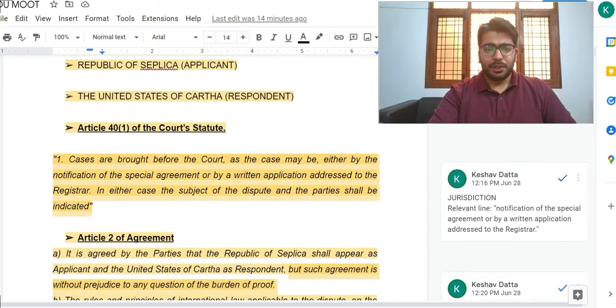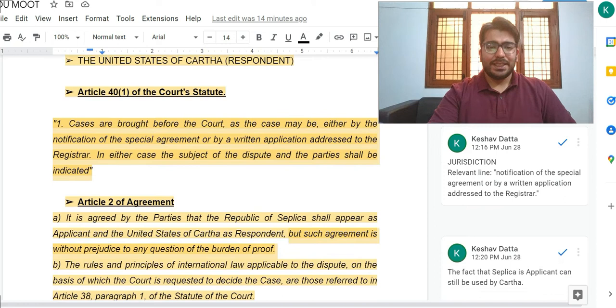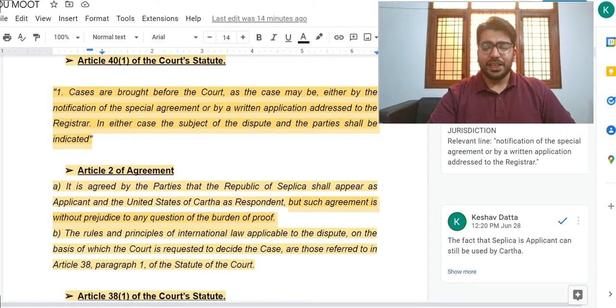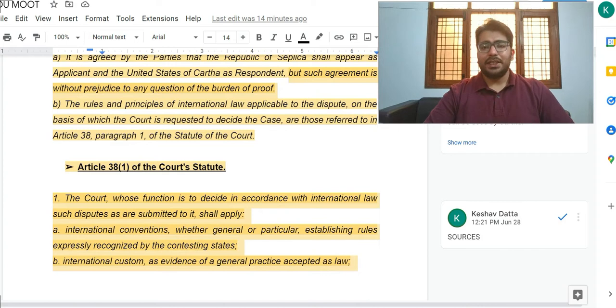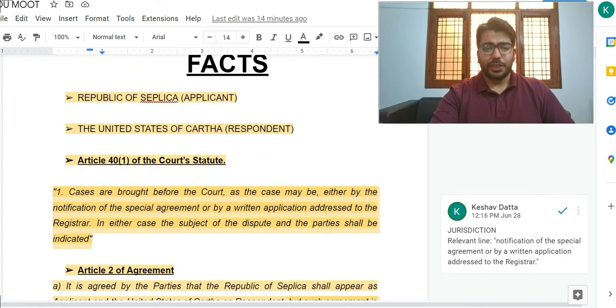So let's begin. I'll start by discussing three relevant laws or rather clauses given in the moot court proposition. First is Article 40 Clause 1 of the Court Statute. Now, Court here means the International Court of Justice, that is ICJ. The second is Article 2 of the agreement, that is the agreement signed by Seplica and Kartha to go to the ICJ. And the third is Article 38 Clause 1 of the Court Statute. So let me discuss this one by one as quickly as possible.